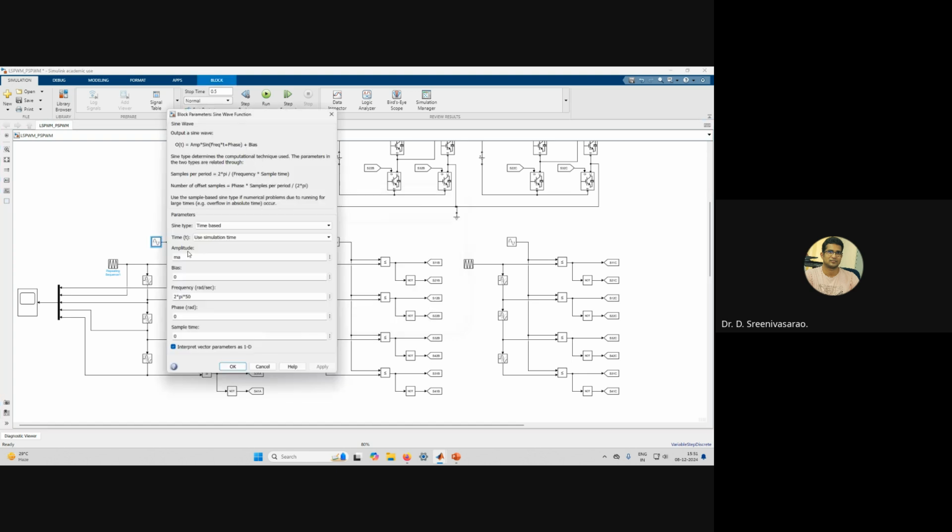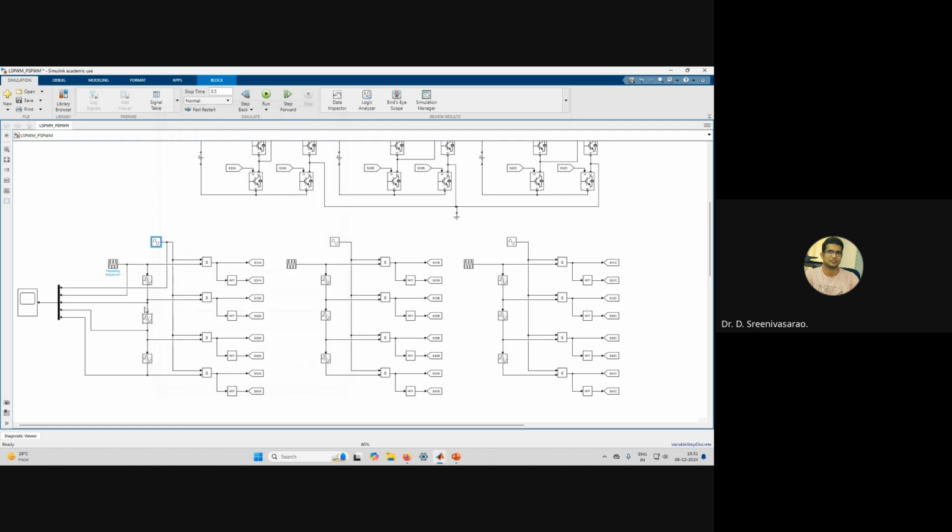So this is MA, and I have given it as 0.95. Here, this is carrier one. The carrier two should be delayed by 90 degrees, right? The carrier two is delayed by 90 degrees.